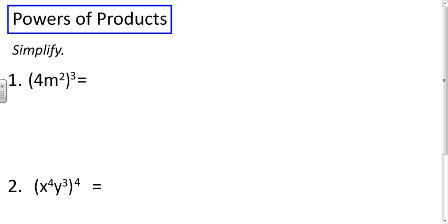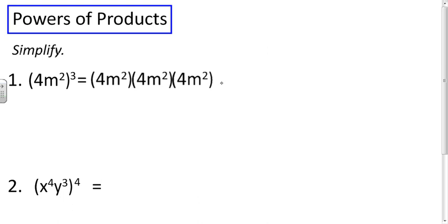So let's look at powers of products. I want to simplify 4m squared in parentheses, and I want to raise that to the 3rd power. So what does that really mean? Well, when I'm raising this to the 3rd power, it's 4m squared times 4m squared times 4m squared.